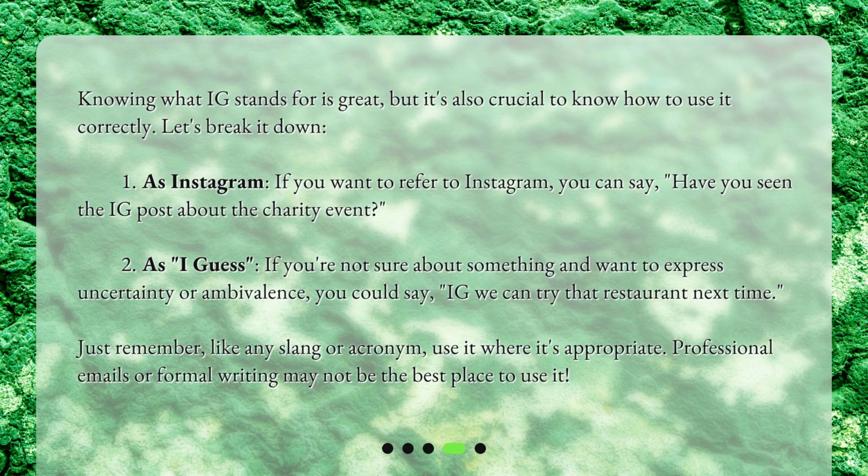If you're not sure about something and want to express uncertainty or ambivalence, you could say, "IG, we can try that restaurant next time." Just remember, like any slang or acronym, use it where it's appropriate. Professional emails or formal writing may not be the best place to use it.